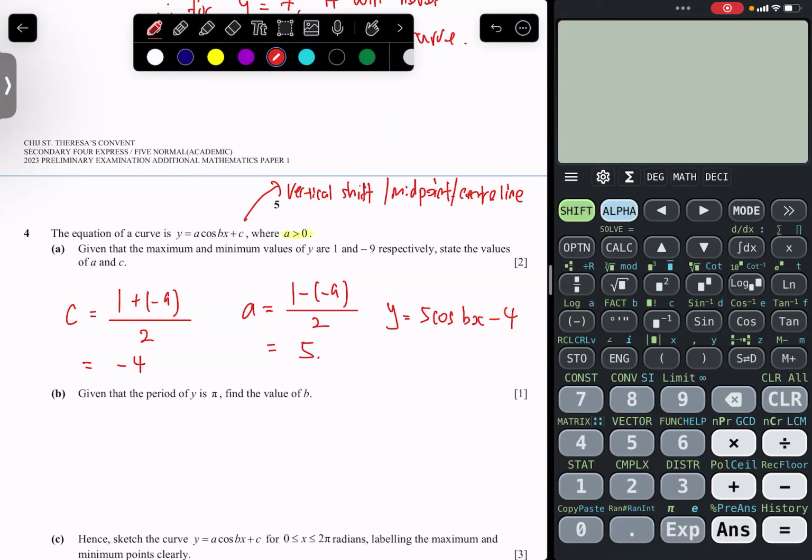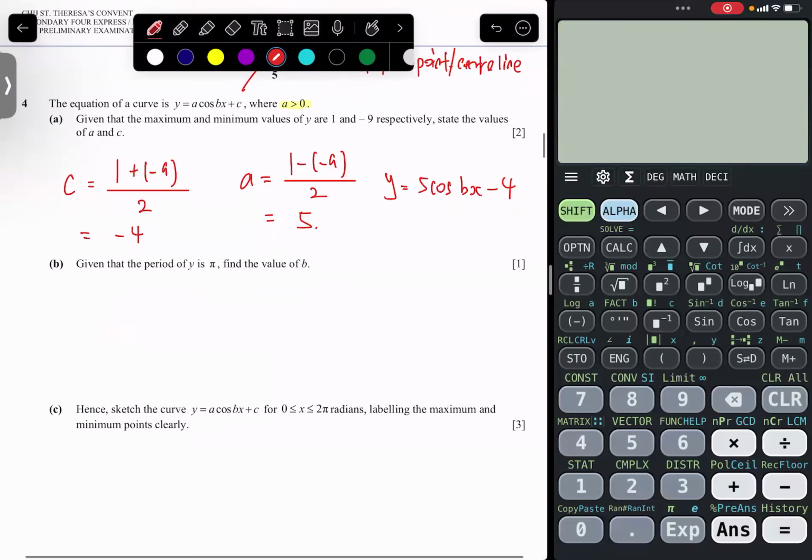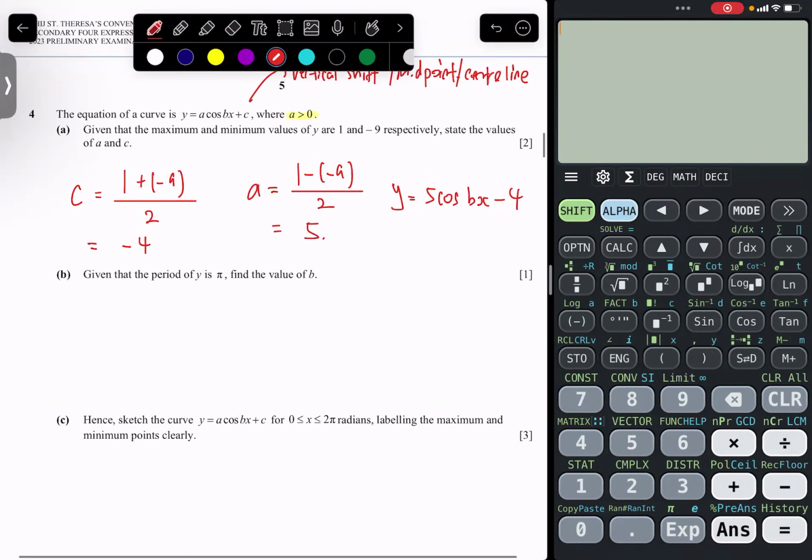Part d: given that the period of y is pi, find the value of b. Now, what does it mean? Sorry, I had a work call. Given that the period of y is pi, find the value of b. Now, what is period? Period is how much angle, or how many radians, is needed for one cycle. So given that the period of y is pi, what it means is that the cosine curve completes itself in pi.